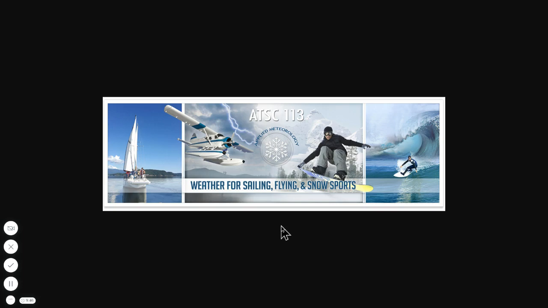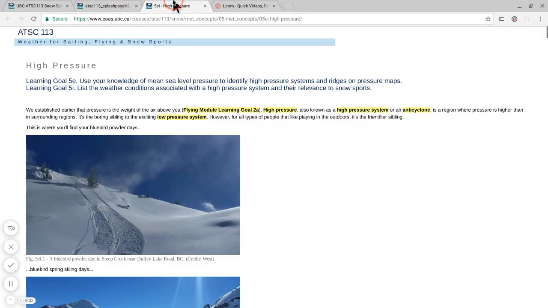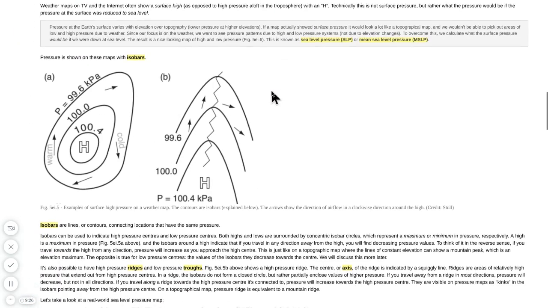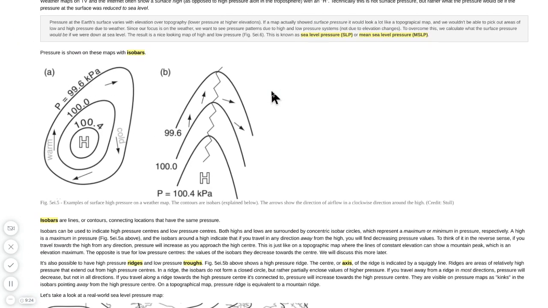Today, I wanted to talk a bit about contours and contour maps and how to interpret them. We'll start off by talking about the first learning goal in the snow sports section, which has to do with high pressure systems. So if we go to the learning goal page here on high pressure, and we scroll down, we get to these contour maps that we present. So we'll focus on figure A here.